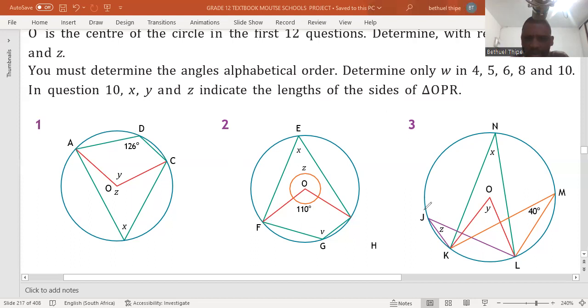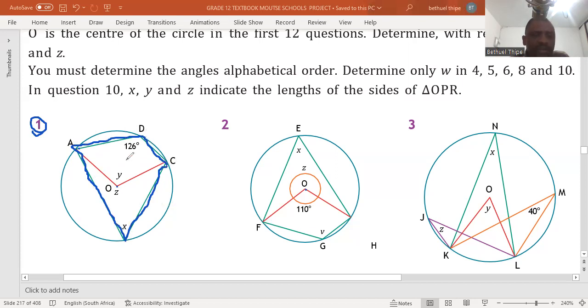So these 3 problems, all of them involve theorems with the center. So let's start with number 1. On number 1, we can see that we have a circular quad, which is A, B, C, D.